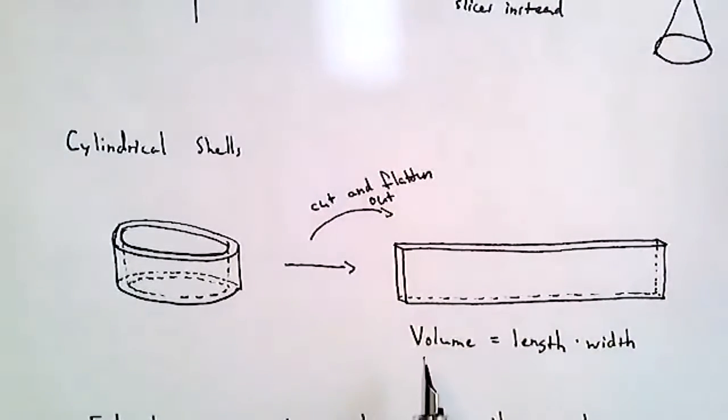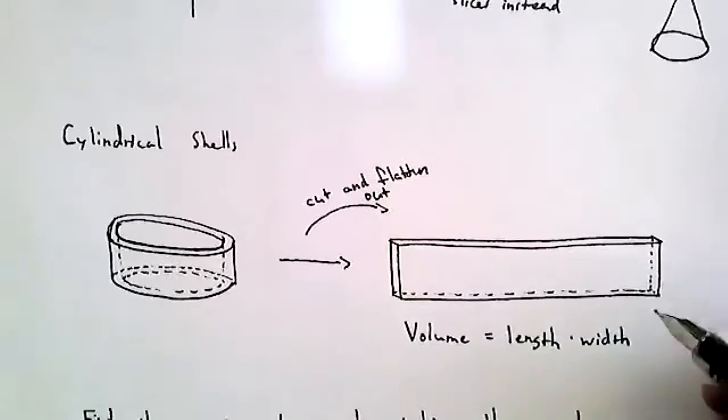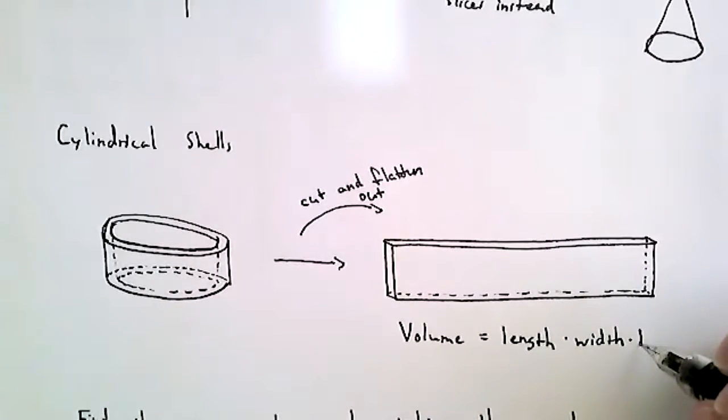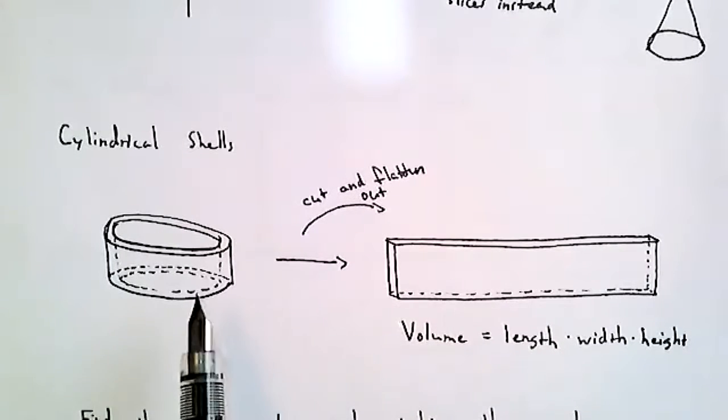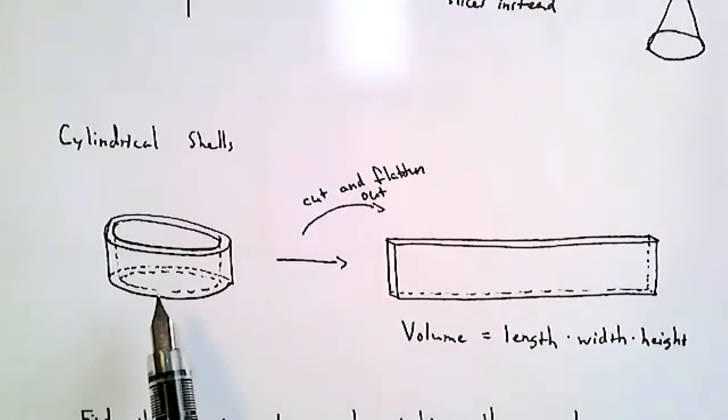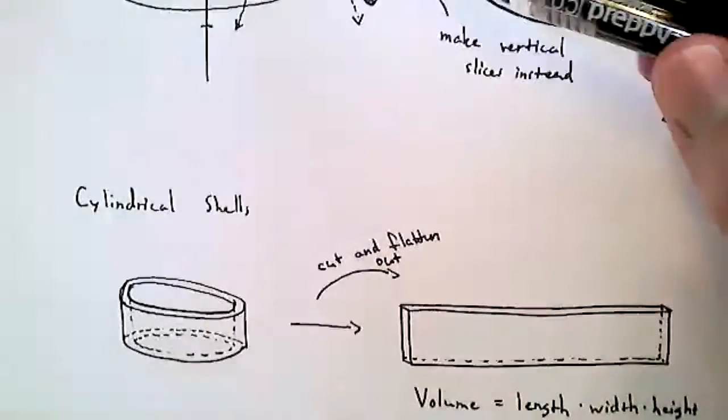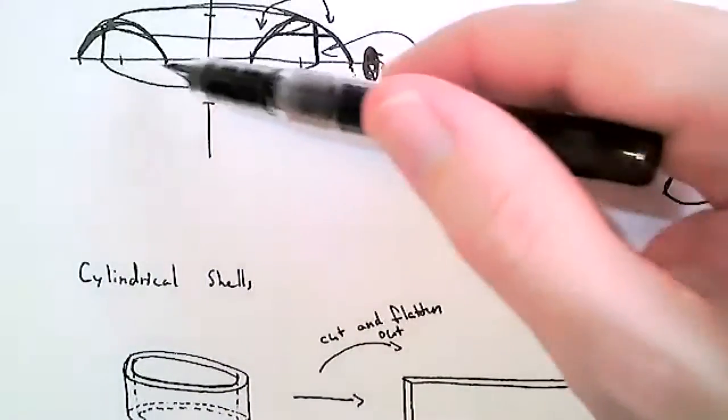And the volume of a rectangular prism is really easy to find. It's, well, I said length times width. We also need the height, of course, since it's three-dimensional. So let's see if we can work out the length, width, and height of this cylindrical shell from our picture up here.